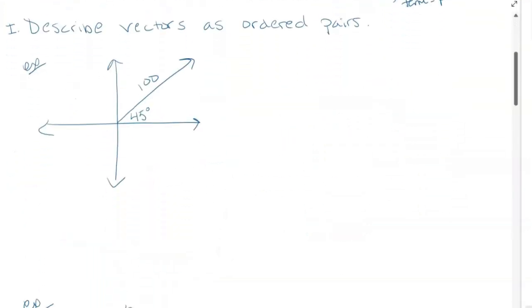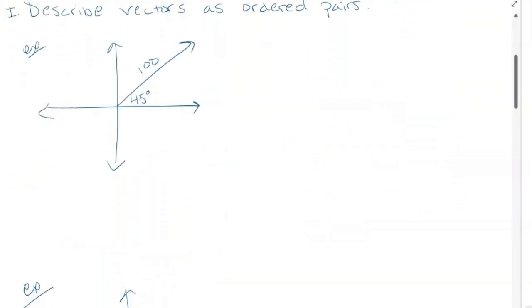Okay. First off, they're going to ask you to describe vectors as ordered pairs. So you notice the coordinate plane, you have a vector centered there at the origin, and you even have an angle measure given of 45 degrees. So if you want to describe this vector, you have to grab the terminal point, and then what we're going to do is create a right triangle. So go ahead and drop down a line and form that right angle so that we have a right triangle.